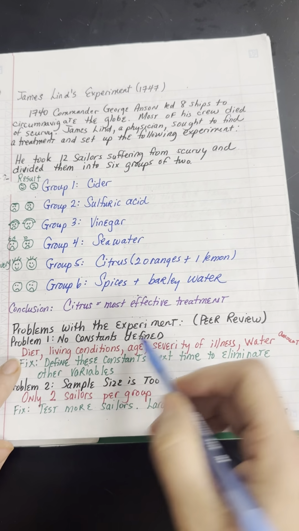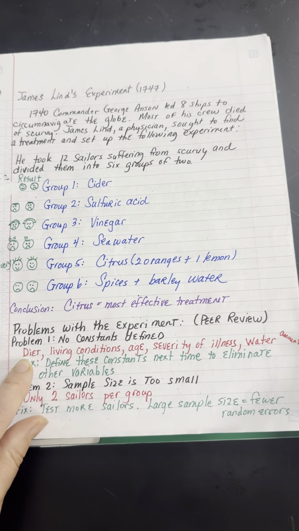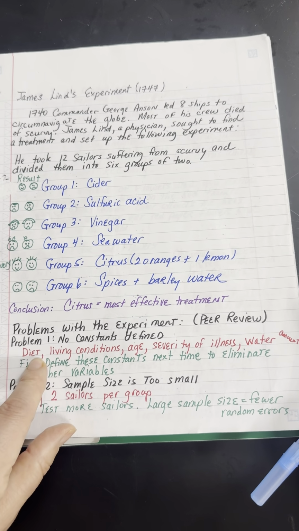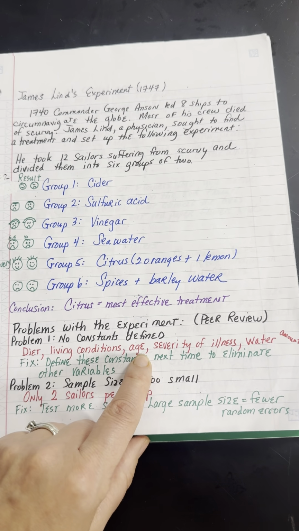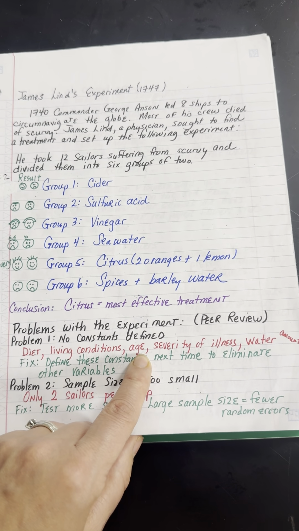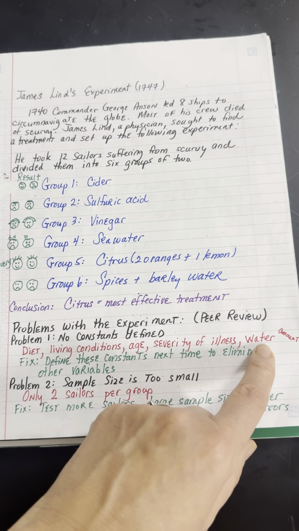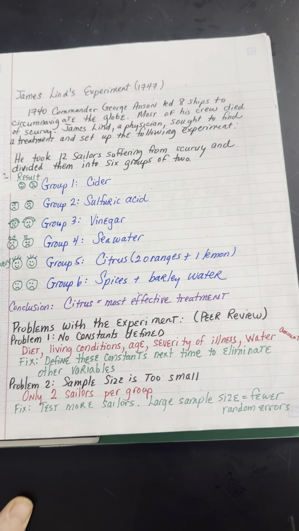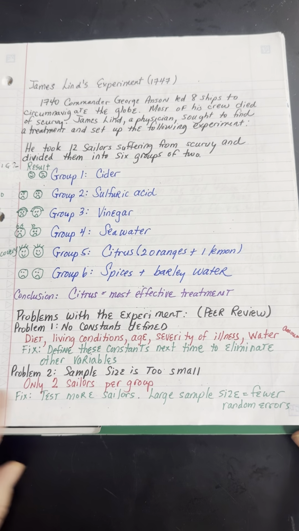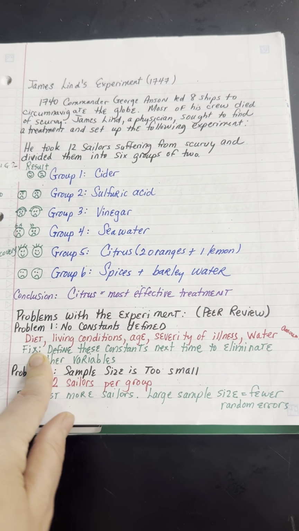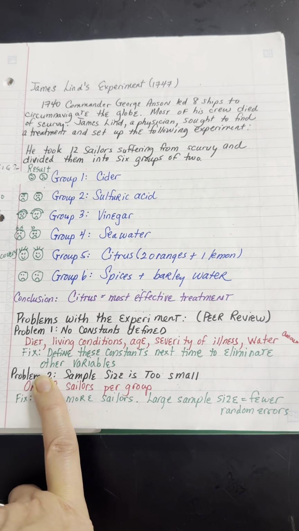You want to do that in black. What are the constants? What should have been defined, in red? Diet, there should have been a defined diet for all sailors. Living conditions should have been defined. Their age, they should have all been the same age, same severity of illness, and the same amount of water. Because constants are important in experiments. So here's our fix, Dr. Lind: define these conditions next time to eliminate other variables.